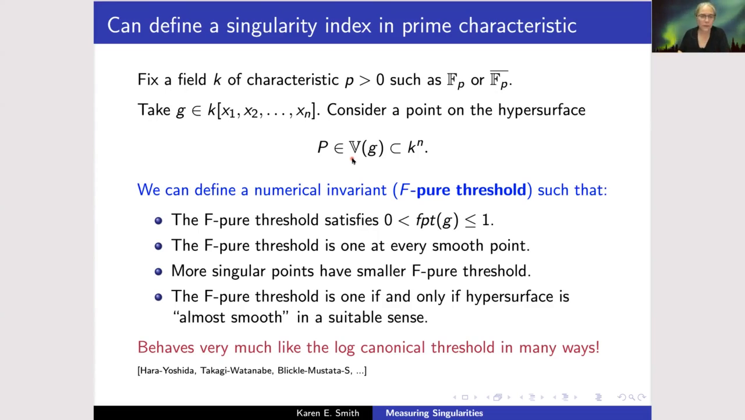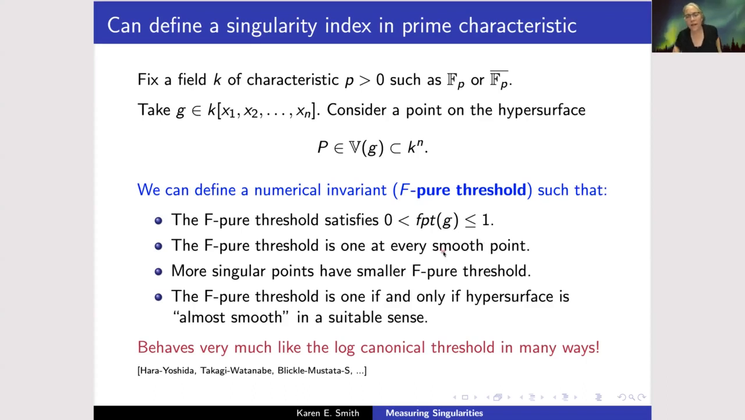There's many other examples, but those are two. I take a polynomial and I take a point on it. I can define a numerical invariant of that point. It's called the F-pure threshold. And it basically satisfies the same properties as the log canonical threshold. So we observed that the log canonical threshold is a number that tells me how bad the singularity is. It's 1 at a smooth point, and it's smaller than 1 for very singular points.